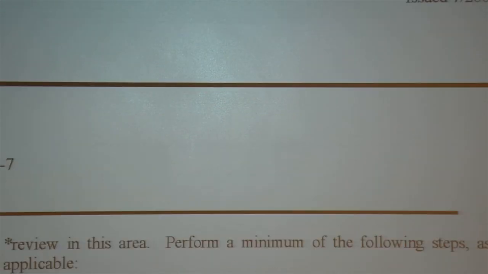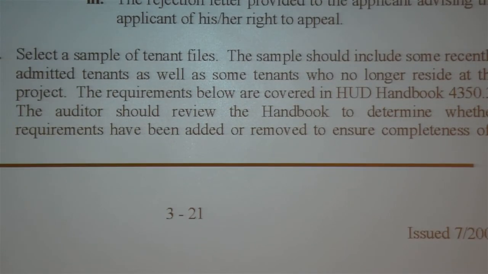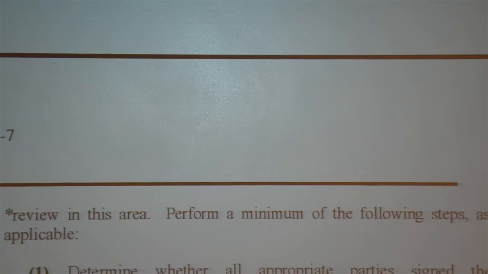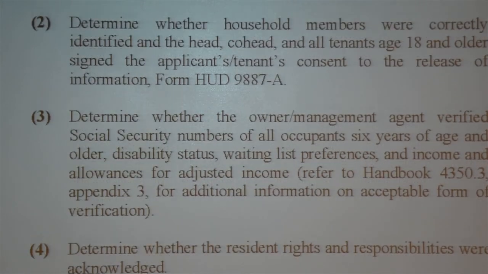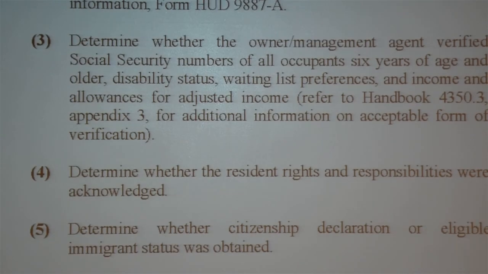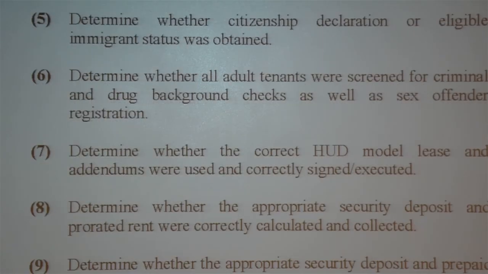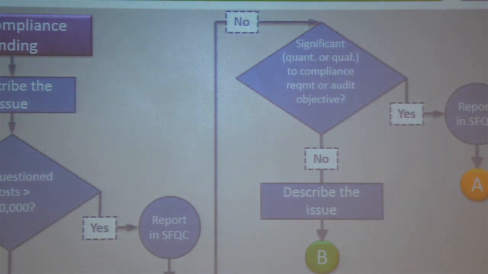Because they looked through here and they said, okay, everybody signed the app, everybody's here, whether household members are correctly identified and the consent to release, they had a consent, and they went through the list and they said, well, that's not material, that's not significant enough. But here's the problem with it. They basically misunderstood the requirement. Because what? A consent's only good for 15 months.